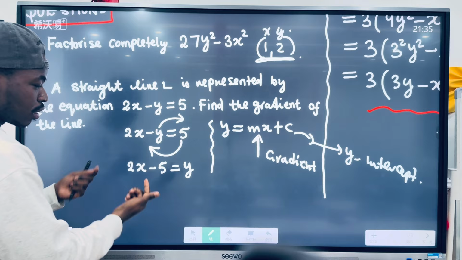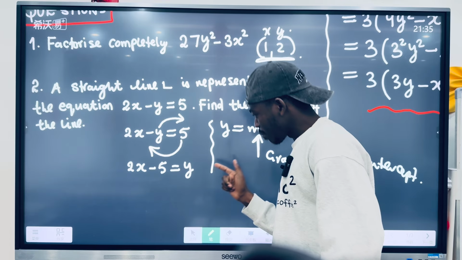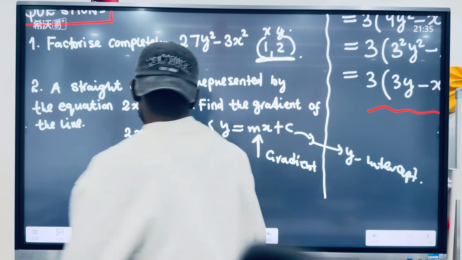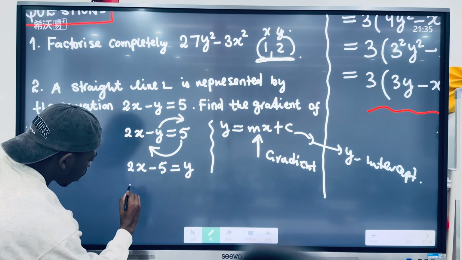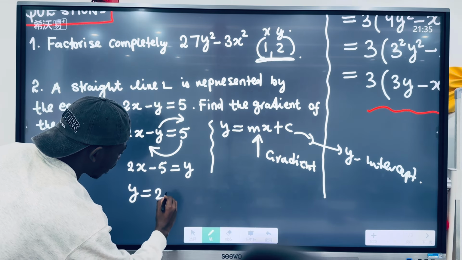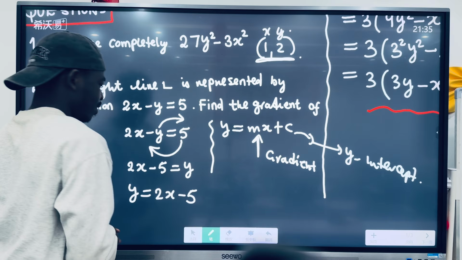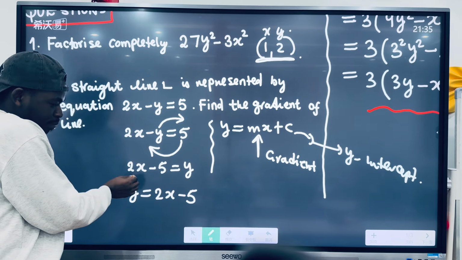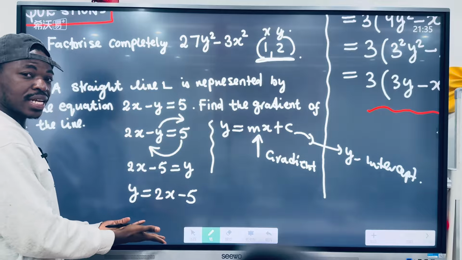If you want, you can look at this from the other angle. You can say this is the same as saying y is also equal to 2x minus 5. Someone can say 2x minus 5 is equal to y. Oh, y, you can read from that angle. Say y is equal to 2x minus 5, like that.